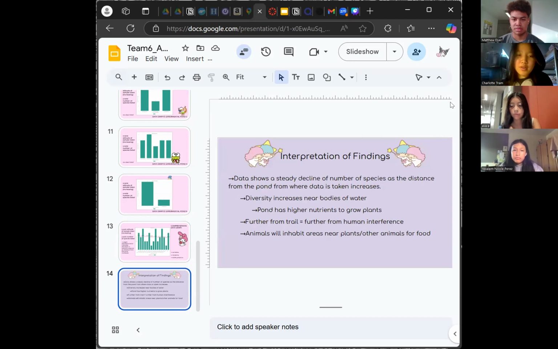My group's interpretation of the findings was that the data shows a steady decline in the number of species as the distance from the pond where the data is taken increases. So this proves our point that diversity increases near bodies of water, as the pond has higher nutrients to grow plants and other organisms that might live in the area. If you're further from the trail, you may also be further from human interference, and human interference can decrease biodiversity by damaging or killing plants and animals. And animals will also inhabit areas near plants or other animals for food, which creates a positive feedback loop for biodiversity. Thank you so much for listening.